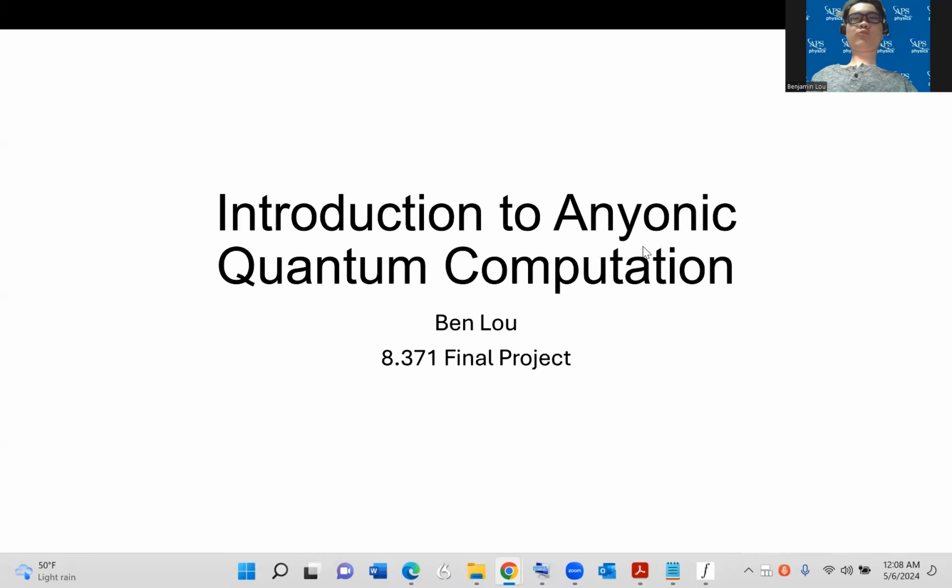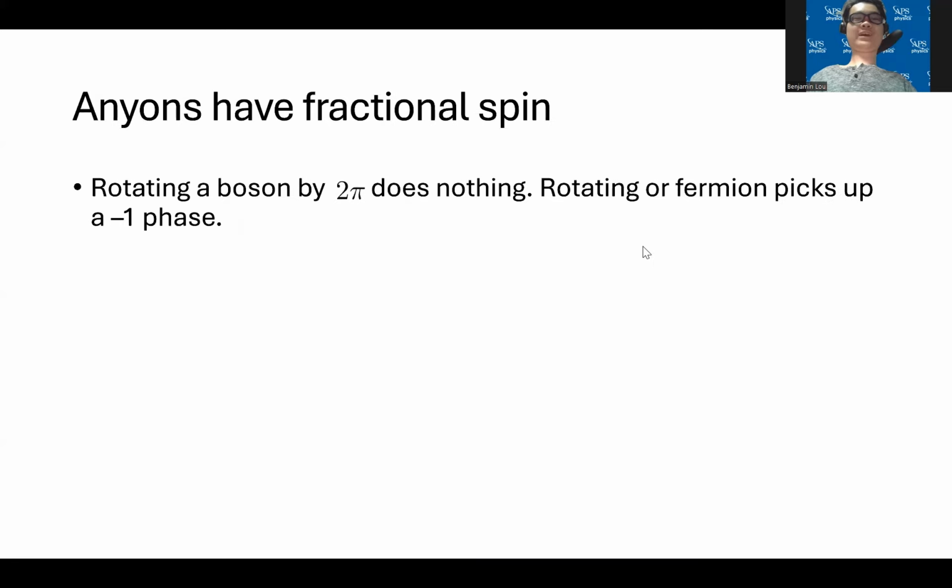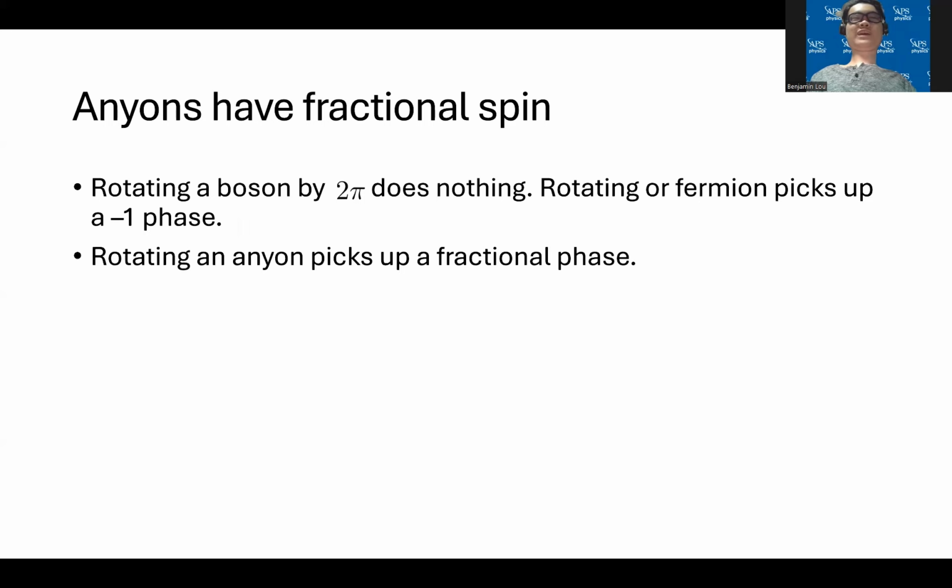Hello, I'm going to give you a whirlwind tour of anyonic quantum computation. As you probably know, if you rotate a boson by 2 pi, nothing happens. But if you do the same to a fermion, that gives you a -1 phase. Now, it turns out that due to a quirk of SO(2), in 2 dimensions, you can actually have something called an anyon that picks up a fractional phase upon rotation by 2 pi.